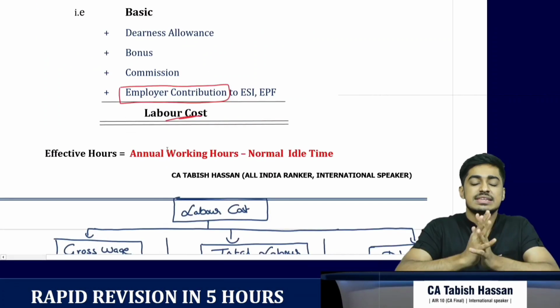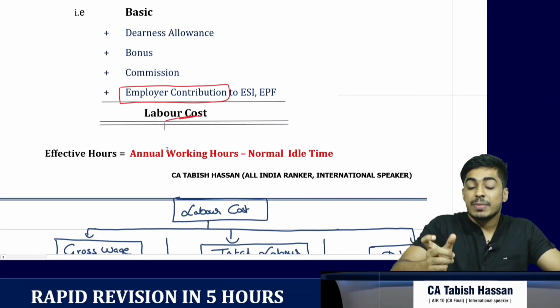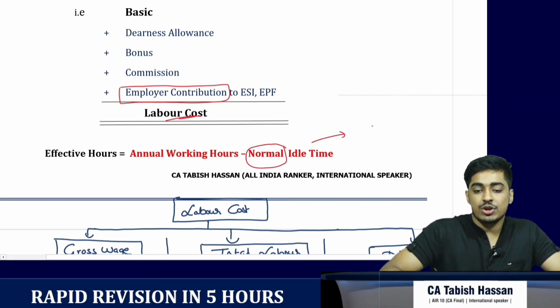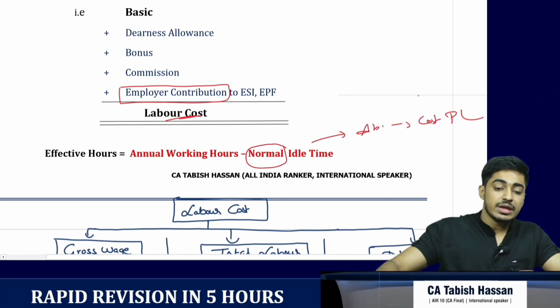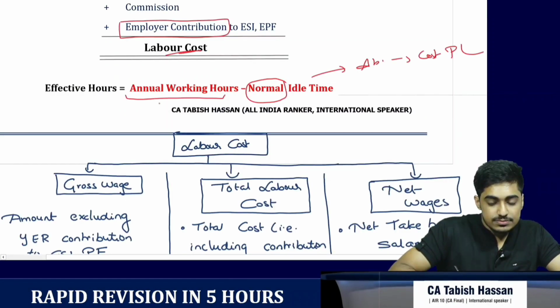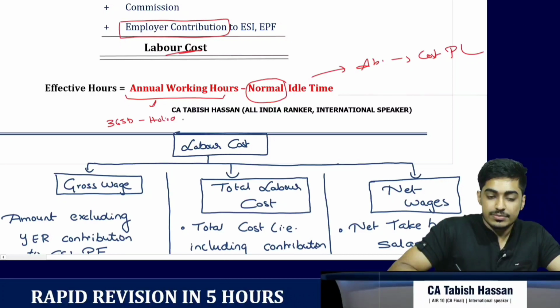Effective hours is the annual working hours minus normal idle time. Again, the rule of costing, we only reduce normal idle time. Abnormal idle time would be transferred to costing P&L. Clear? And how do we get the annual working hours? It is 365 days minus holidays minus leave. We get the days we have worked and we multiply it by hours per day.